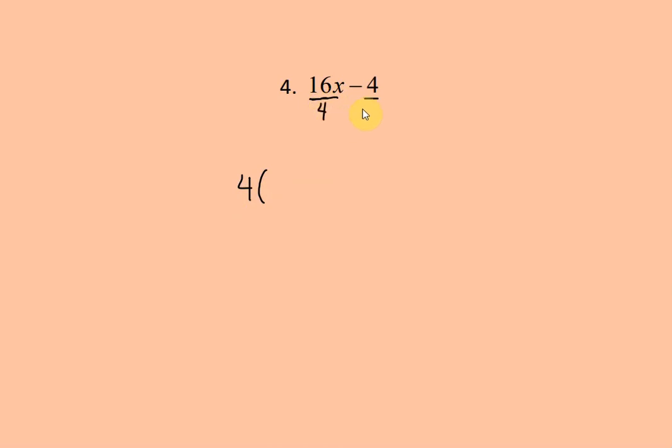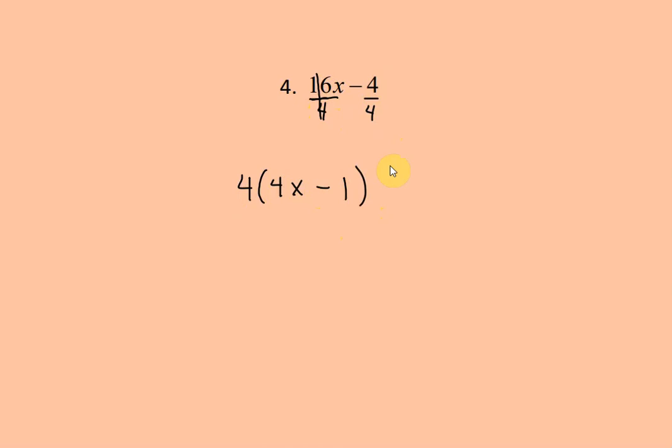So if I divide each term by 4, 16 divided by 4 is 4. And there's also an x left. Now, what is 4 divided by 4? 4 divided by 4 is 1, not 0.